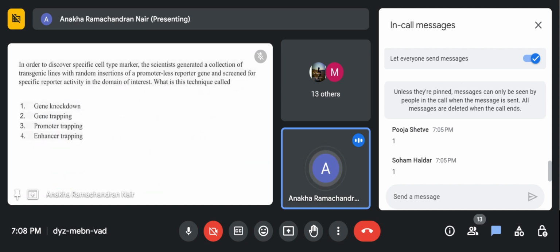So let's move on to the next question. In order to discover specific cell type markers, the scientists generated a collection of transgenic lines with random insertions of a promoterless reporter gene and screened for a specific reporter activity in the domain of interest. What is this technique called? There are four options again. One is gene knockdown, two is gene trapping, three is promoter trapping, and four is enhancer trapping.